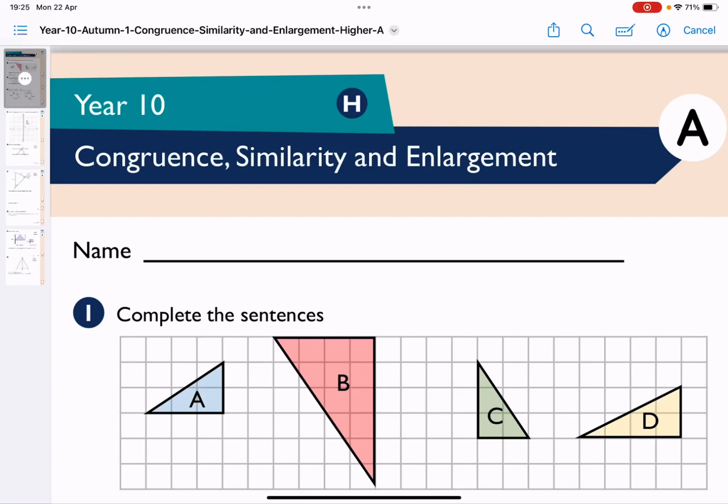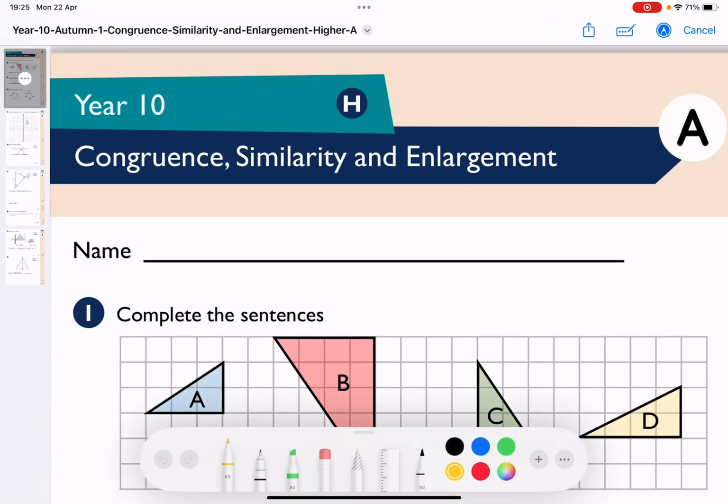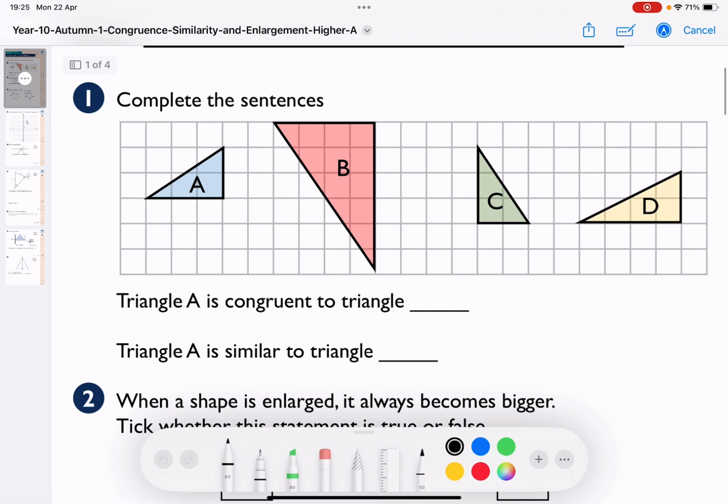Okay, here is the first topic for the beginning of the year for higher students: congruence, similarity, enlargement. First of all, we're looking for the two triangles that are congruent to each other. That means they are exactly the same size. And when I look at A, the dimensions of A are 2 by 3. So the only other triangle that is 2 by 3 is C, so that is congruent.